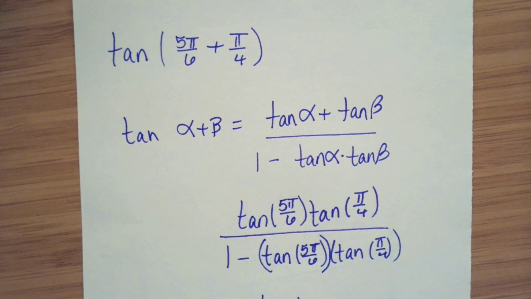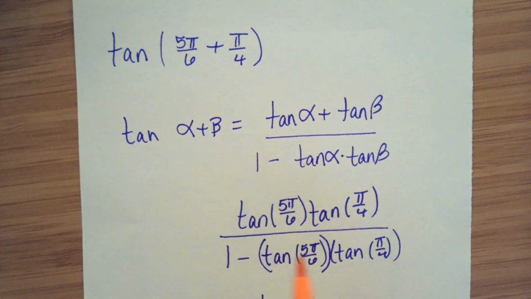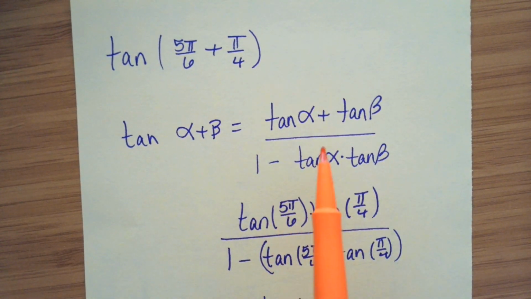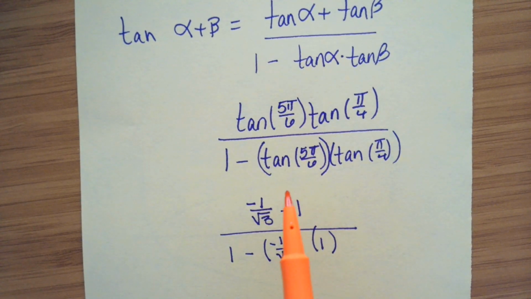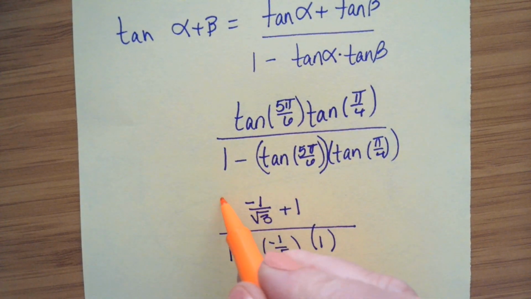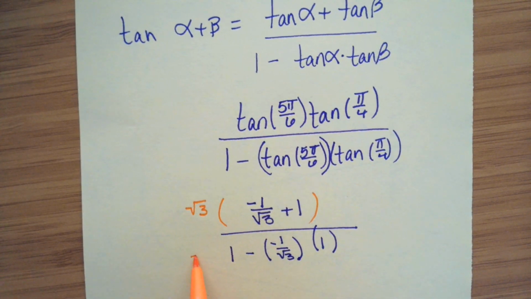Okay, so we're working your problem, which says 10, 5 pi over 6 plus pi over 4. You use this formula from your formula sheet, and you plug in your values for alpha and for beta. Then I went to the unit circle and got the values. Then I want to get rid of all those fractions, so I'm going to multiply both the numerator by the square root of 3 and the denominator by the square root of 3.